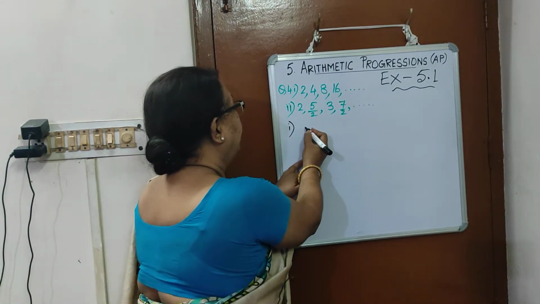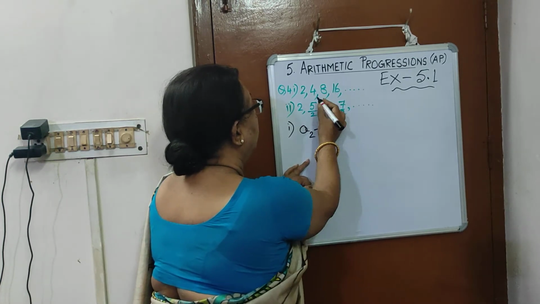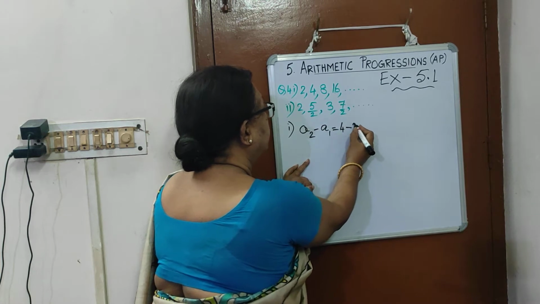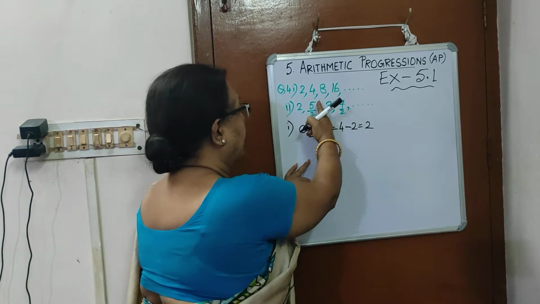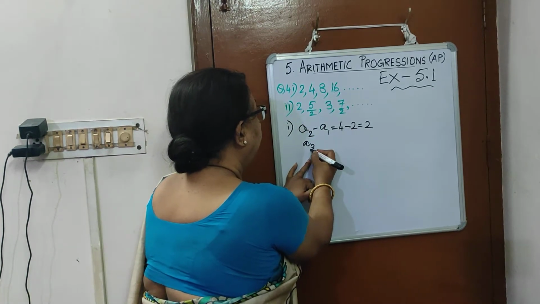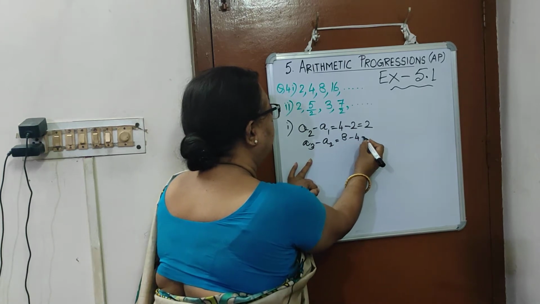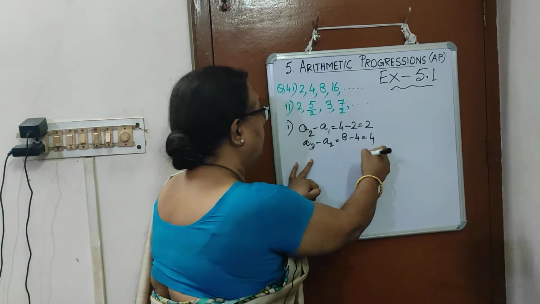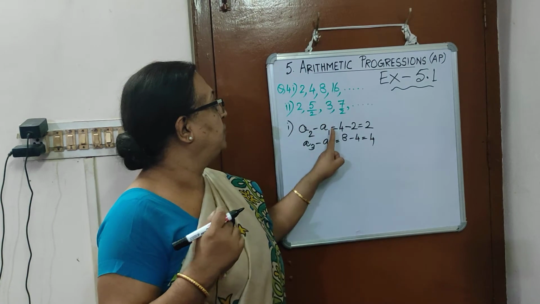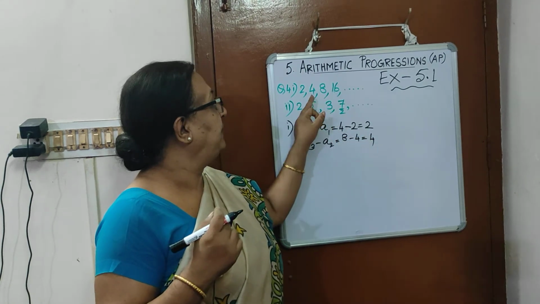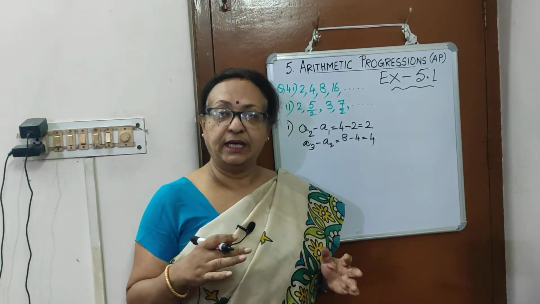So the difference will be A2 minus A1. What is A2? 4 minus 2, that is equal to 2. We check for the next one, A3 minus A2, that is 8 minus 4, that is equal to 4. So children, what happened? The difference between the first two terms is 2. The difference between the second and third term is 4.